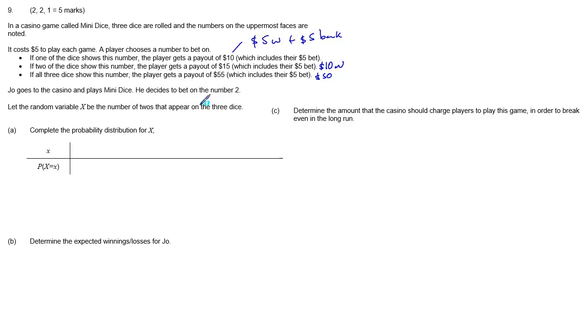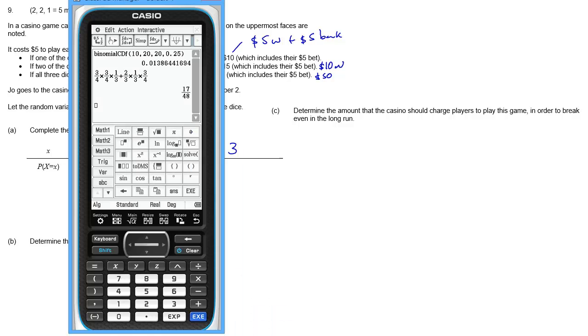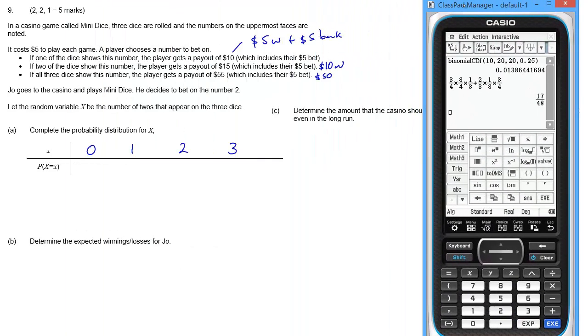Joe goes to the casino and plays mini dice. He decides to bet on the number 2. Let the random variable X be the number of 2's that appear on the 3 dice. So we could have none of them, 1 of them, 2 of them, and 3 of them. Now, let's think about the probability that none of his numbers shows. So that's just going to be all 3 dice not showing his number.